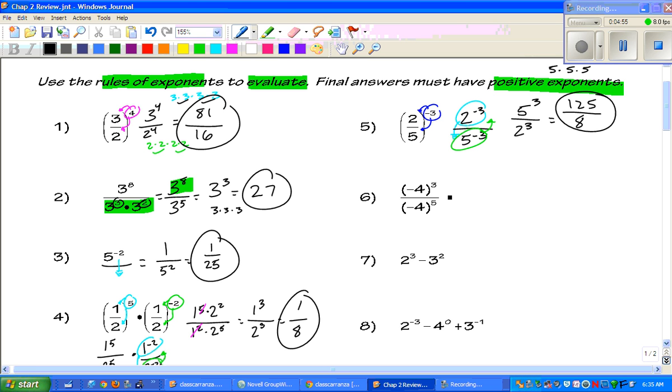All right, number 6. Using the rules of exponents, who wins, the top or the bottom? Okay, the bottom wins. And the bottom wins by 2. Top cancels out, so we put a 1. Now negative 4 squared is negative 4 times negative 4, which gives us a positive 16.